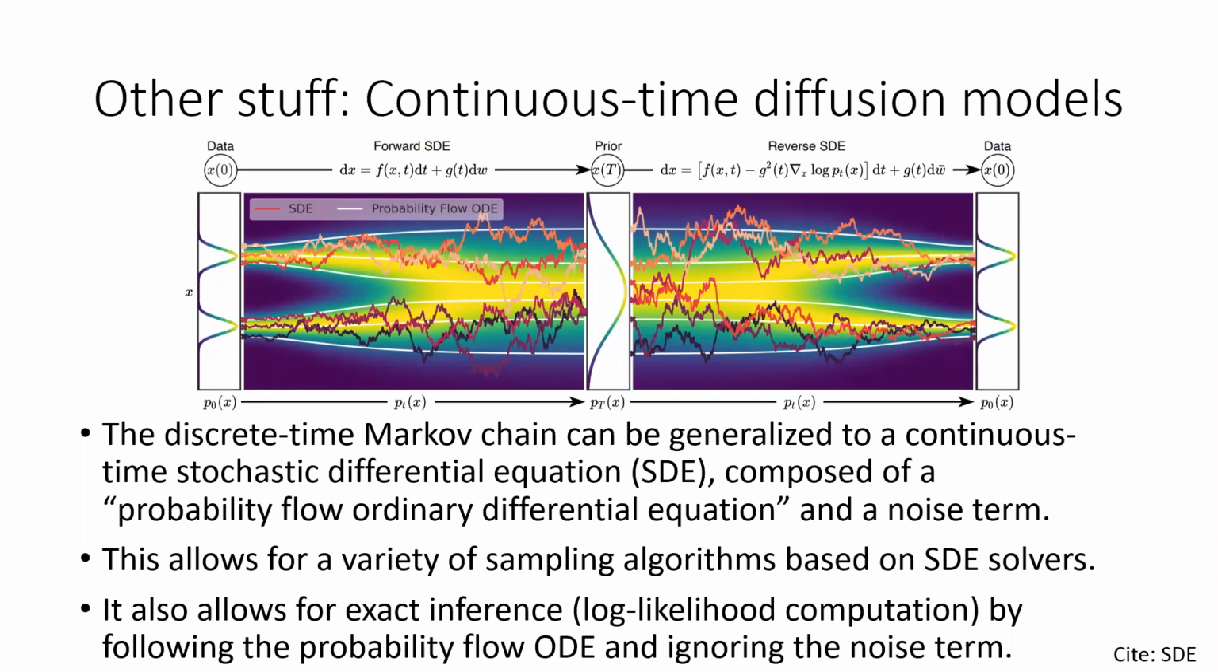As well, having this kind of partition of information between a probability flow ODE and a noise term allows us to perform exact inference. As opposed to just density estimation, we can perform exact inference on samples from our data. So we can come up with exact log probabilities.